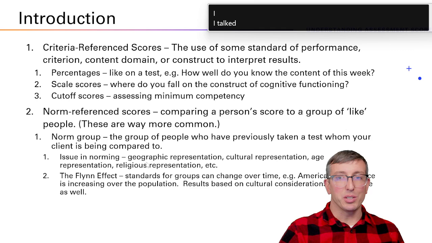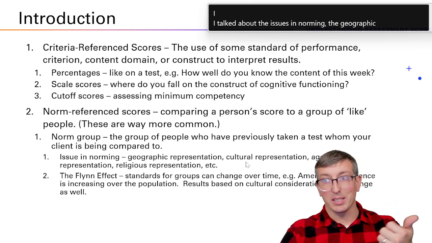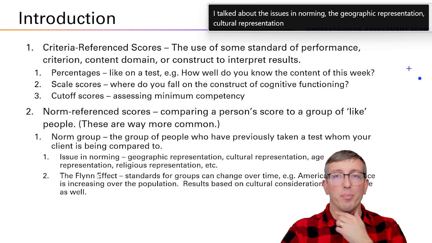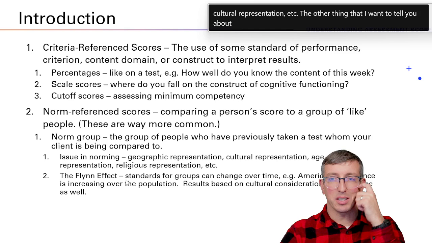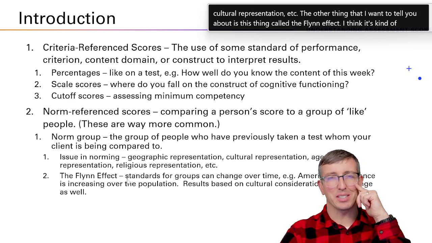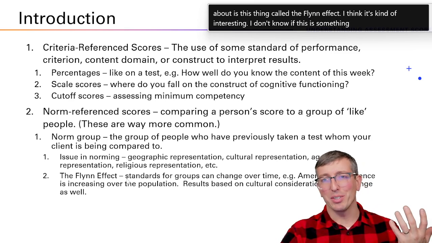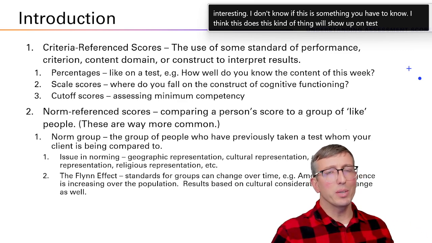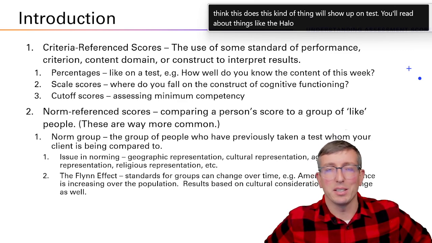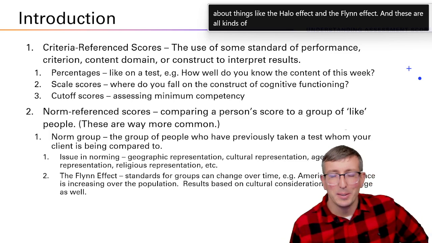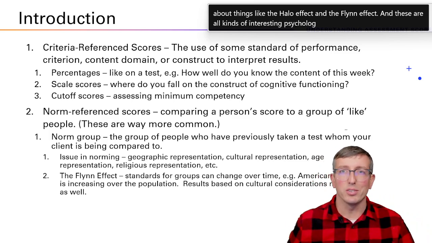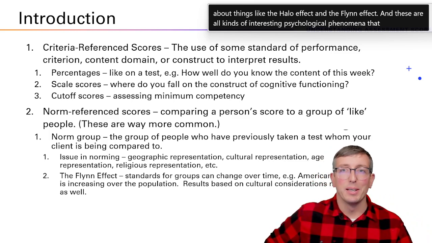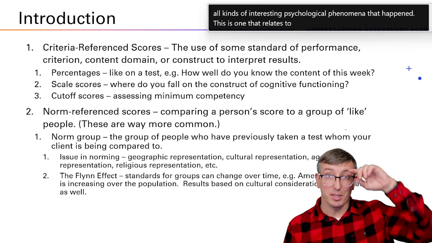I talked about the issues in norming, the geographic representation, cultural representation, etc. The other thing that I want to tell you about is this thing called the Flynn effect. I think it's kind of interesting. I don't know if this is something you have to know, but I think this kind of thing will show up on tests. You'll read about things like the halo effect and the Flynn effect. These are all kinds of interesting psychological phenomena that happen. This is one that relates to assessment.